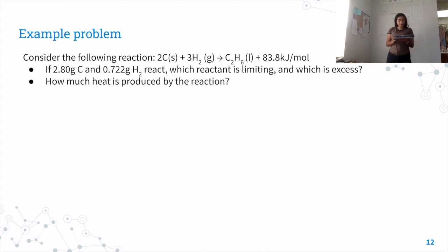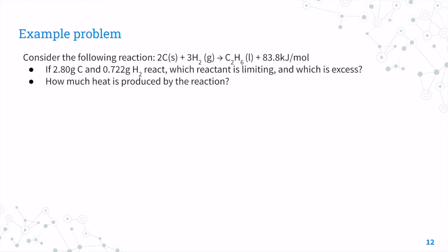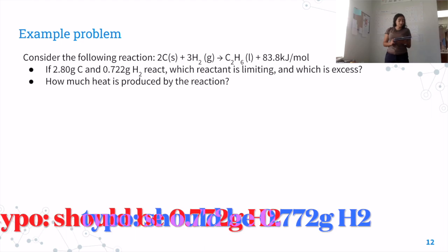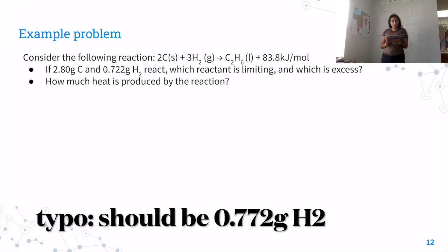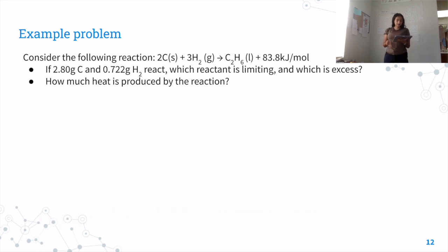So if we consider the following reaction. The reaction is 2 moles of carbon plus 3 moles of hydrogen gas yields 1 mole of ethane and 83.8 kilojoules of heat per mole of the reaction. If we have 2.8 grams of carbon and 0.722 grams of hydrogen gas, which reactant is limiting and which is excess, and how much heat is produced by the reaction?